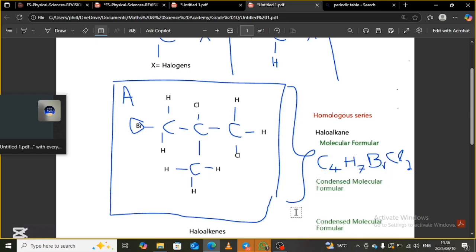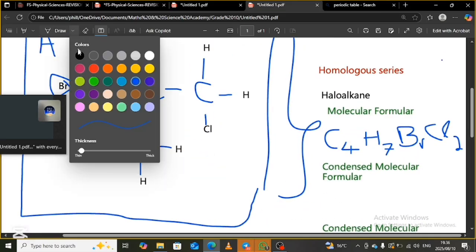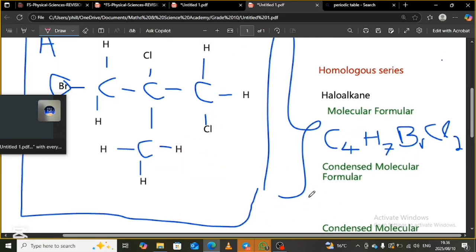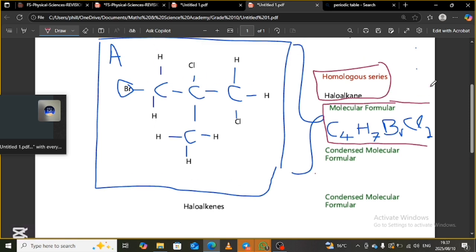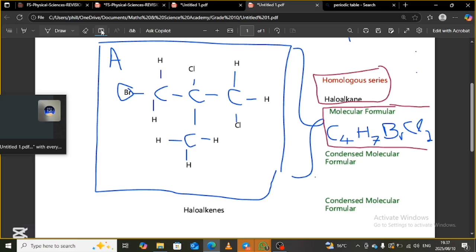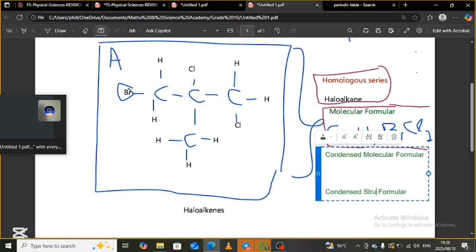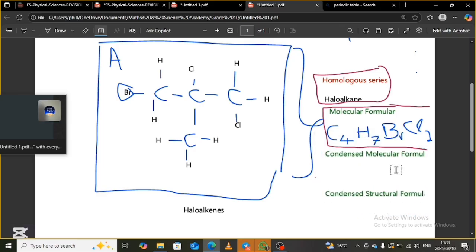So let us take a look at what is the condensed molecular formula and what is the condensed structural formula. Before we go there, just take a look at the difference between a molecular formula and a condensed structural formula. I want you to be careful and note the difference between the two. So let's jump straight ahead into condensed molecular formulas and condensed structural formulas.